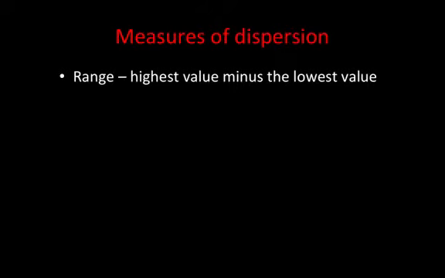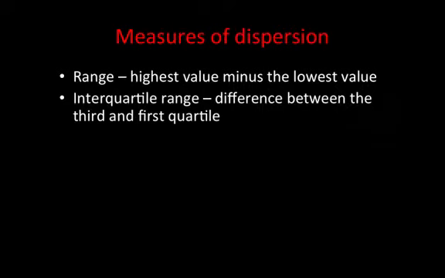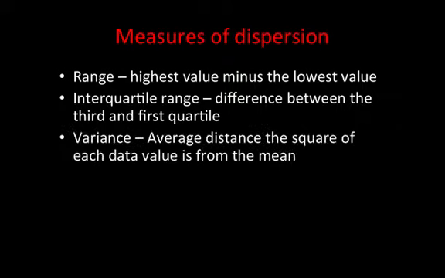Range is the highest value minus the lowest value of a data set. Interquartile range is the difference between the third and first quartile. Variance is a little complicated. The variance of a data set is the average distance the square of each data value is from the mean.